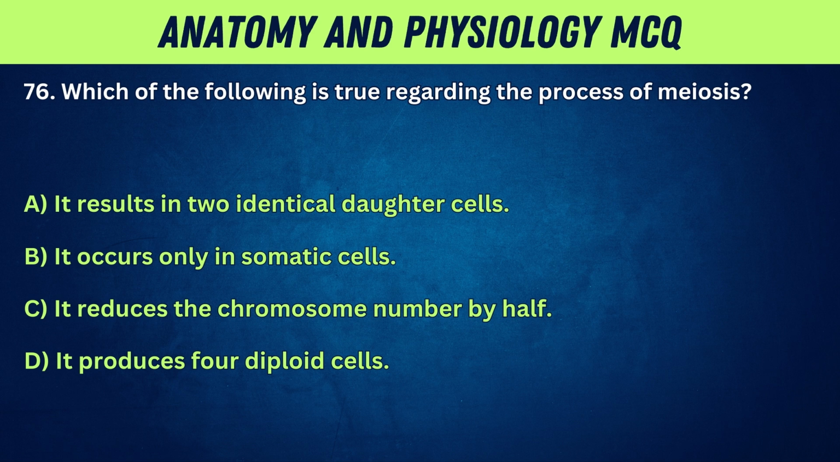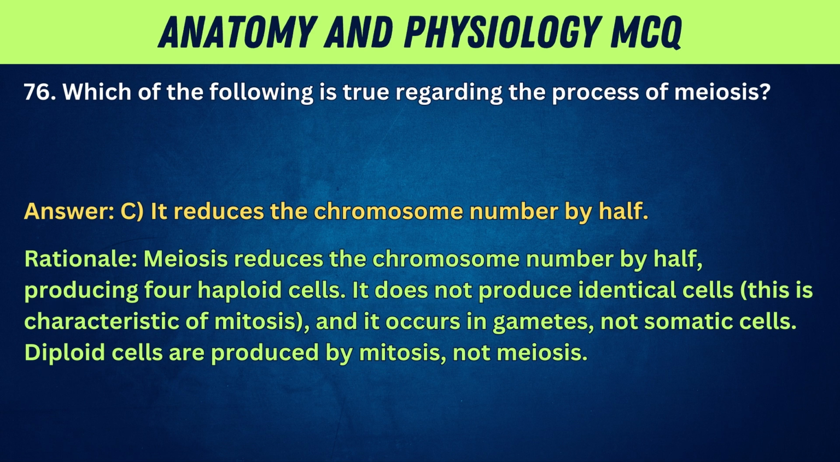76. Which of the following is true regarding the process of meiosis? A. It results in two identical daughter cells. B. It occurs only in somatic cells. C. It reduces the chromosome number by half. D. It produces 4 diploid cells. Answer: C. It reduces the chromosome number by half. Rationale: meiosis reduces the chromosome number by half, producing 4 haploid cells. It does not produce identical cells. This is characteristic of mitosis, and it occurs in gametes, not somatic cells. Diploid cells are produced by mitosis, not meiosis.